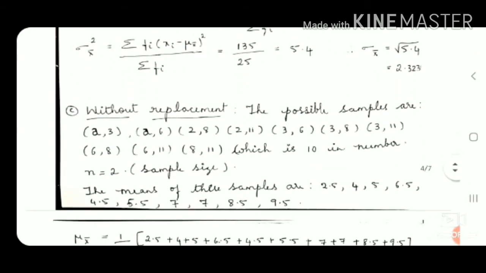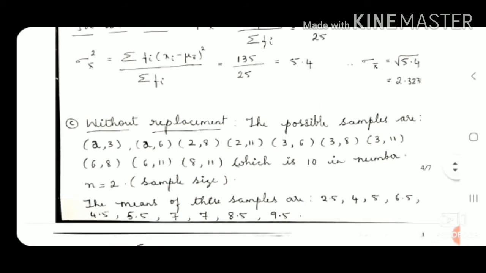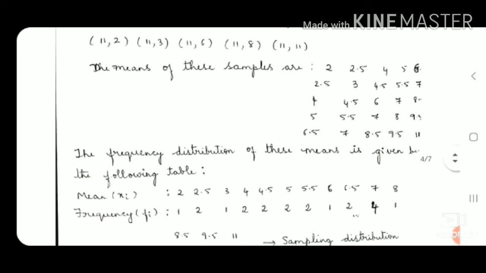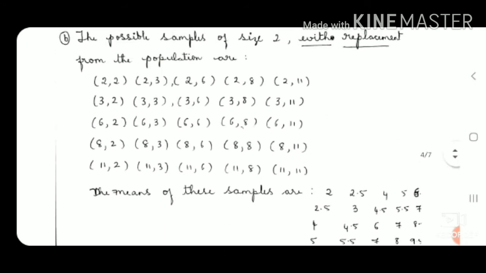So now, considering the sampling without replacement, the possible samples, we remember that each number cannot be repeated again, or a set of numbers cannot be repeated again. So if we go back to this, we see that 2 and 2 cannot be taken in that set without replacement.